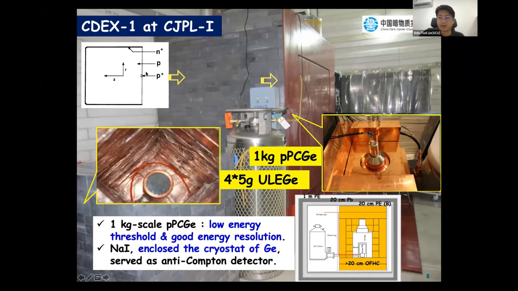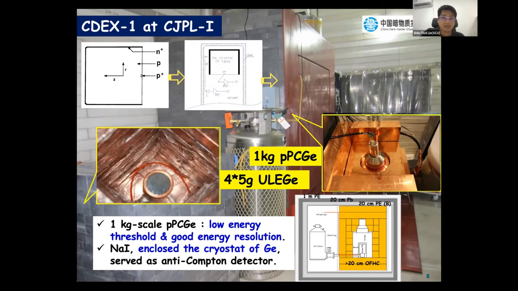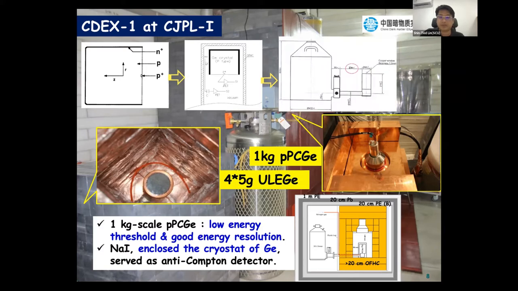And the crystal is cooled by the cold finger, and the shooting from the inside from out cover enclosed tightly with very clean materials. And this is the best line we perform for the CDEX-1 at CJPL site. So you will see this basic idea, best design.